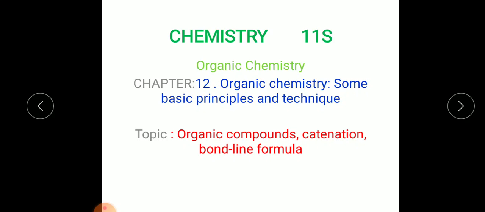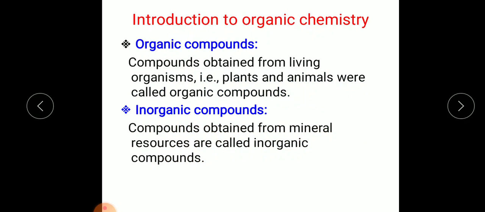the bond line formula. Now, organic compounds are basically compounds which are obtained from living organisms. For example, plants and animals. They were called organic compounds because they are obtained from plants and animals, and they are found in plants and animals. Inorganic compounds, whereas, are the compounds which are obtained from mineral resources.